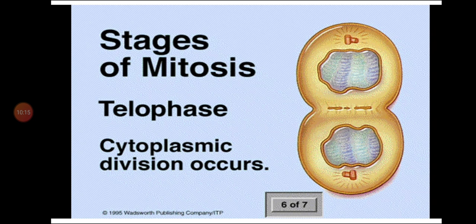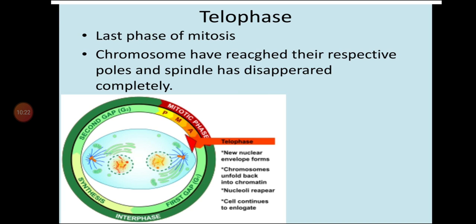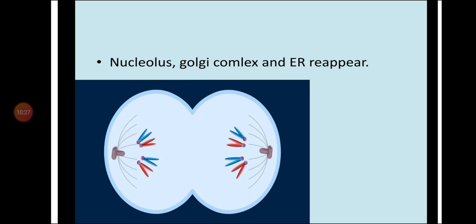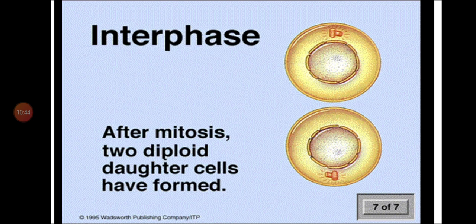The chromosomes with their centromeres at the poles begin to uncoil, lengthen and lose their individuality. The nucleolus begins to reappear. You can see here the nucleolus, Golgi complex and endoplasmic reticulum begin to reappear. The nuclear membrane begins to appear around the chromosomes. Spindle fibers break down and get absorbed in the cytoplasm. Thus, two daughter nuclei are formed at the end of telophase.